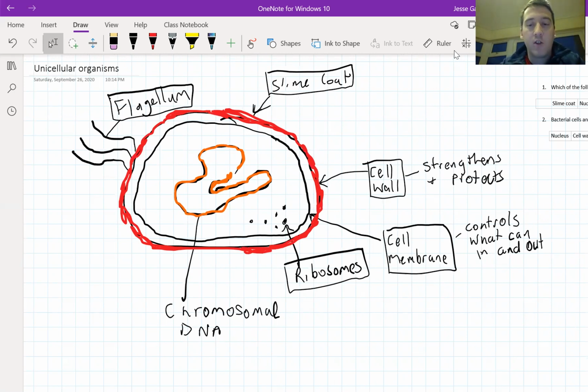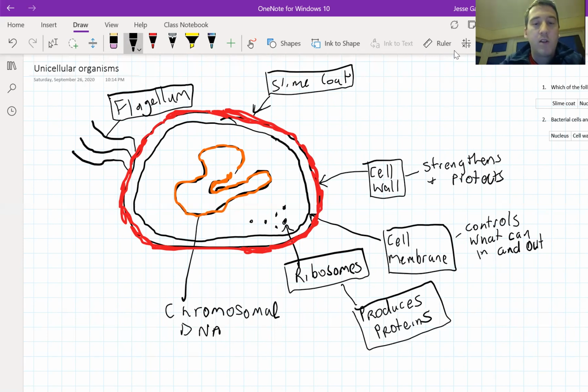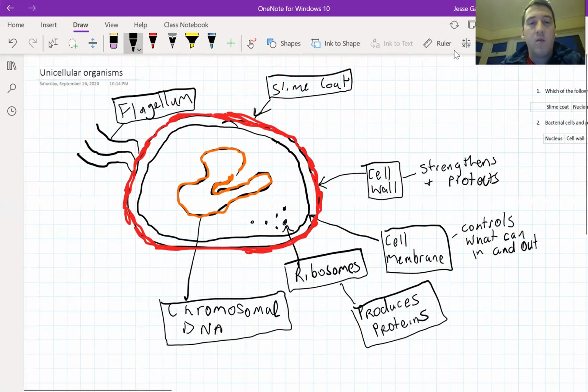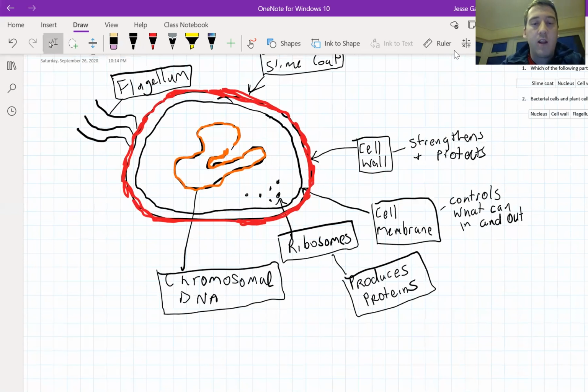The ribosomes, their job is to produce proteins. If a bacteria needs to produce a lot of protein, then it would have a lot of ribosomes. Ribosomes produce proteins. The chromosomal DNA is what a bacterial cell has instead of a nucleus. The bacteria has no nucleus. It has chromosomal DNA, and the DNA controls the activities of the cell.